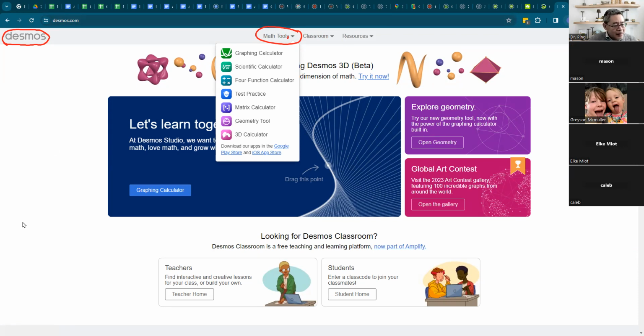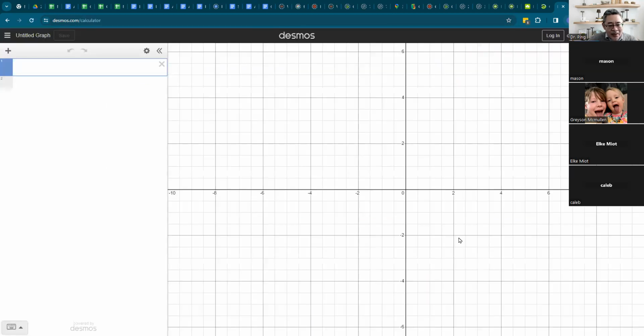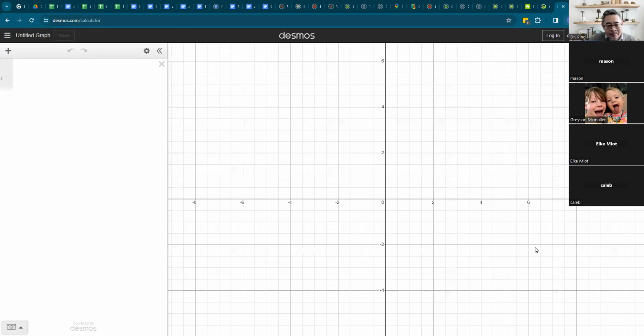And so I'm going to use the graphing calculator. And so that gave me the coordinate. Okay, so today we're going to learn how to solve systems of equations.